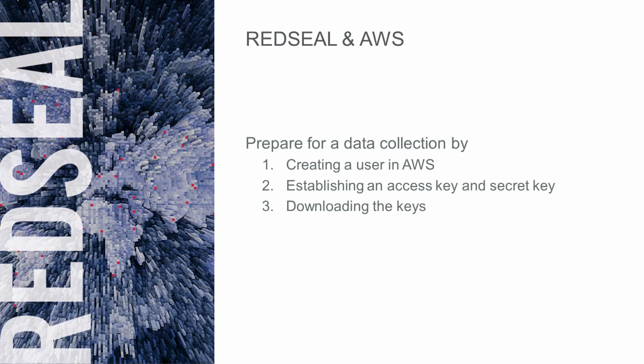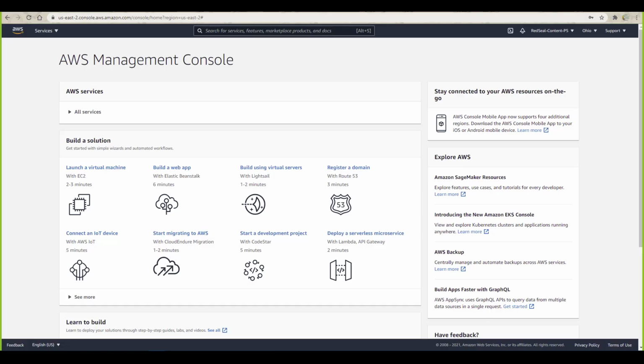This module walks us through the steps for creating a user in AWS, then establishing an access key and secret key, and finally downloading those keys in a CSV file. In AWS, we start out on the console homepage.